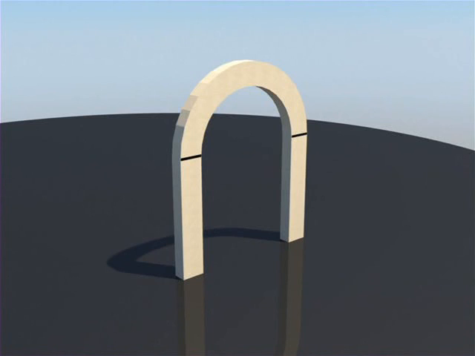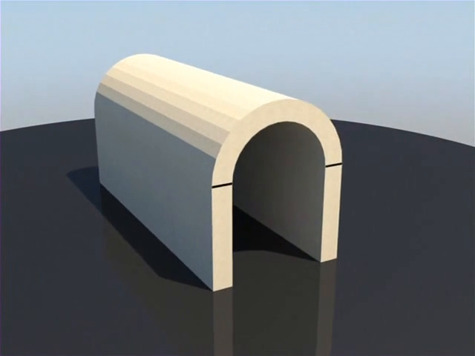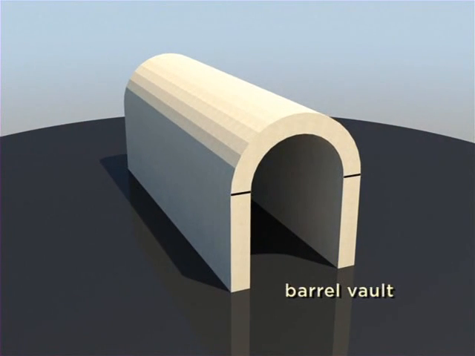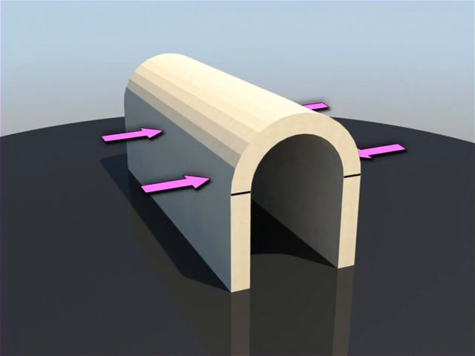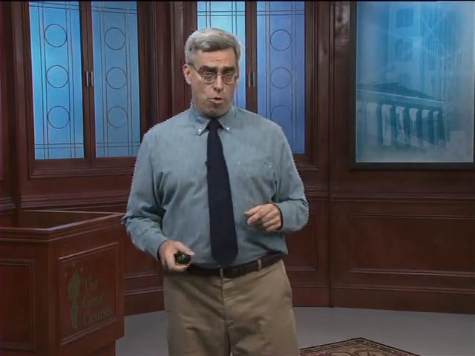When an arch is extended to form a roof or a ceiling, it's called a barrel vault, shown here. A barrel vault carries load exactly the same way as an arch does, and it requires the same sort of lateral support for stability. Like the arch, the vault is not a Roman invention. There's archaeological evidence that ancient Sumerians, Egyptians, Greeks, and Etruscans all used them. But as with arches, the Romans exploited the possibilities of this structural form like no one before.